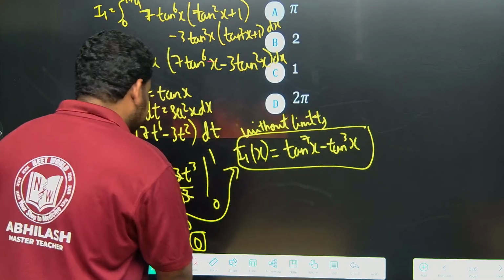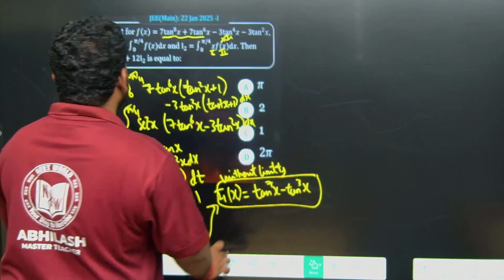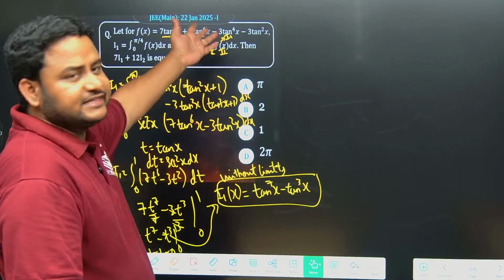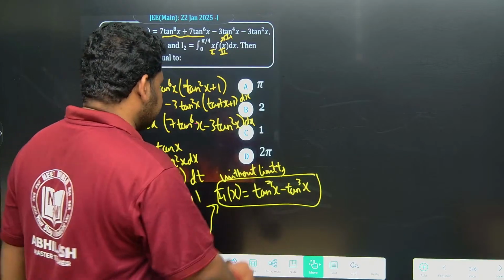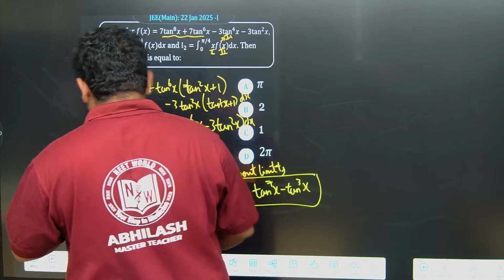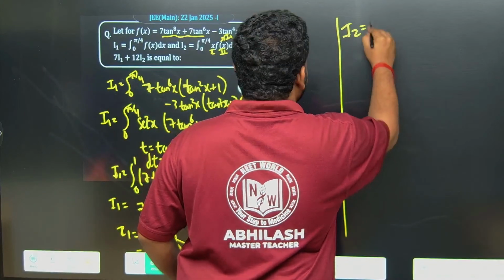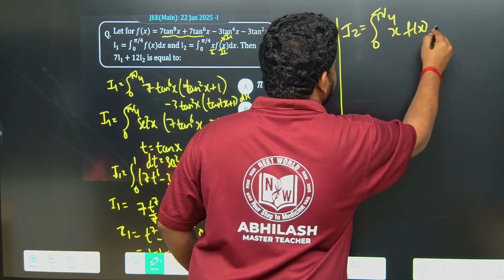Now, what do I have to do here, friends? They are asking us to find I2. To find I2, I have to integrate this by parts. Observe carefully: I2 is given as the integral from 0 to pi by 4 of x f of x dx.